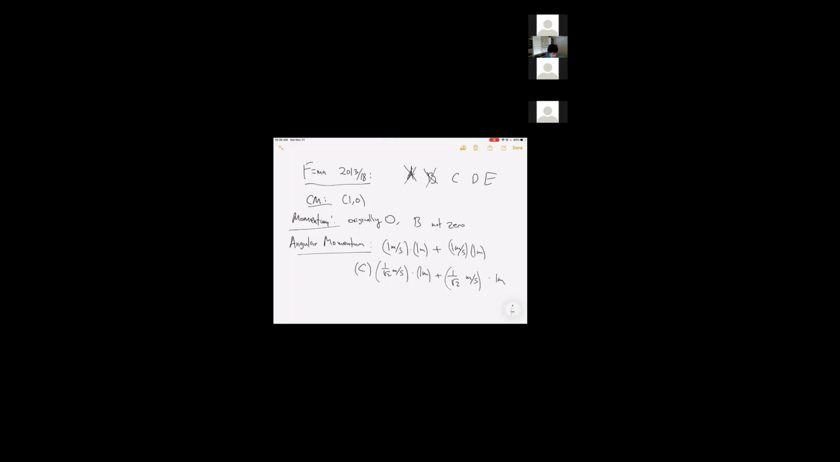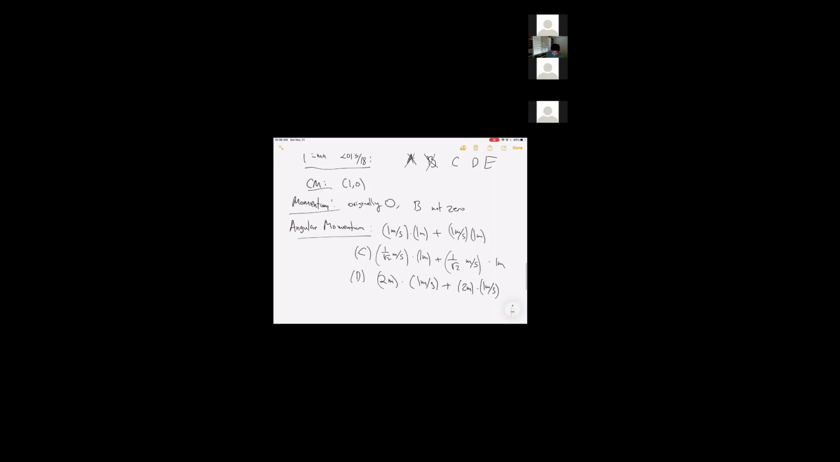So C is eliminated, and in D, you have an angular momentum of 2 meters times 1 meter per second. So again, not matching up. And this only leaves E. You can easily check that the CM momentum and angular momentum in E are the same as they are in the original case. Any questions about this one?